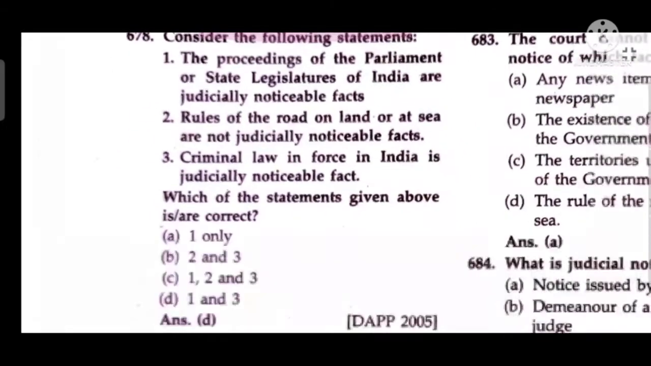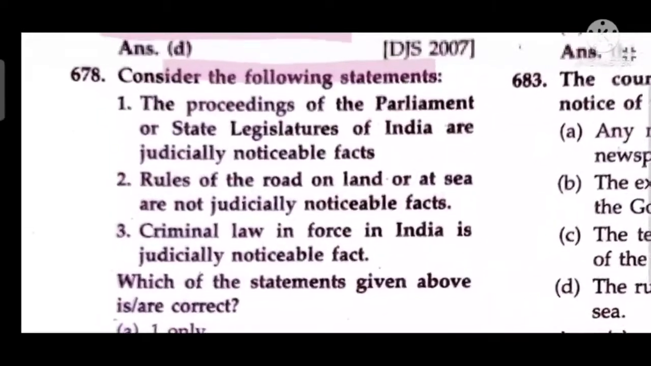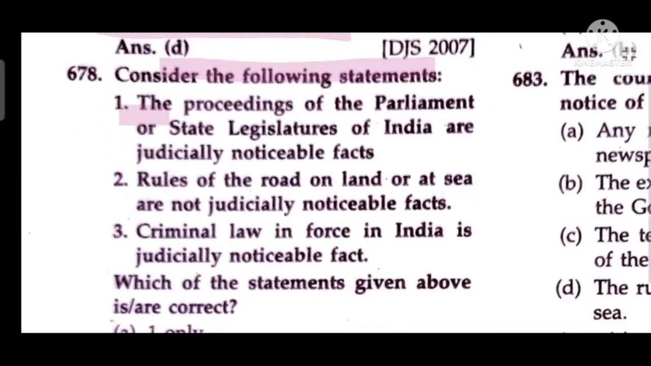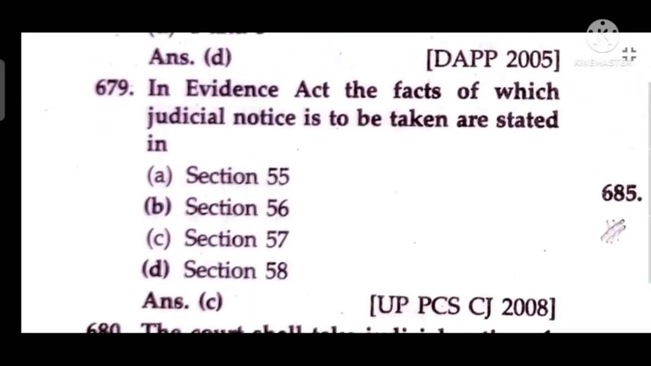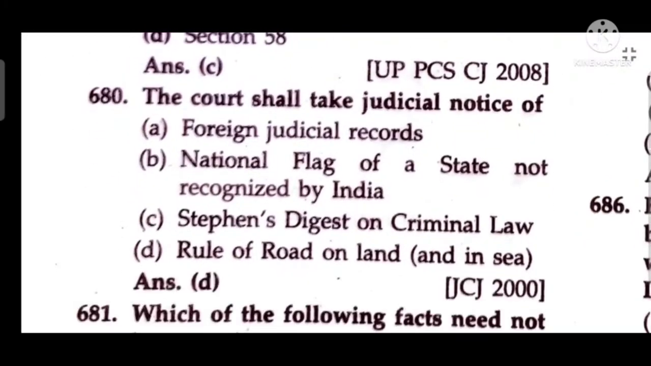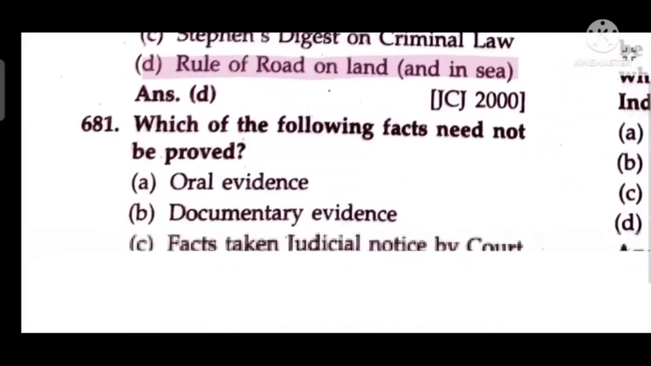Consider the following statements. The proceedings of the Parliament or State Legislature of India are a judicially noticeable fact. Criminal law enforced in India is a judicially noticeable fact. In the Indian Evidence Act, facts which are judicially noticeable are stated in Section 57. The court shall take judicial notice of the rule of the road on land and sea.